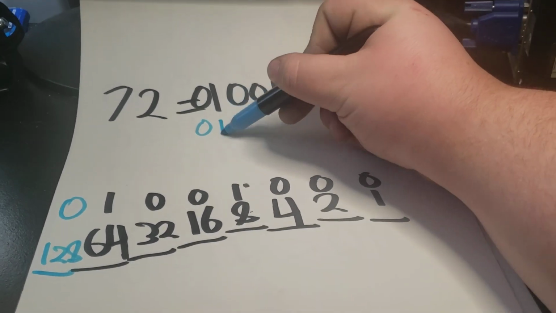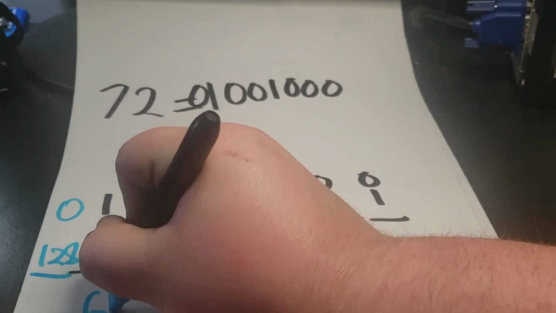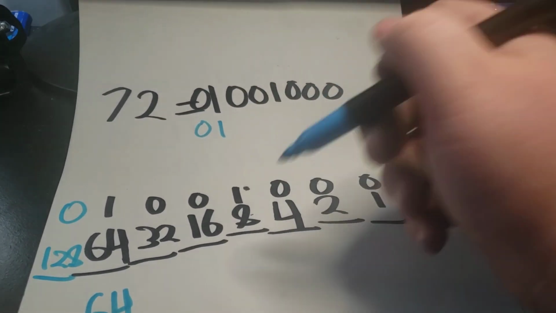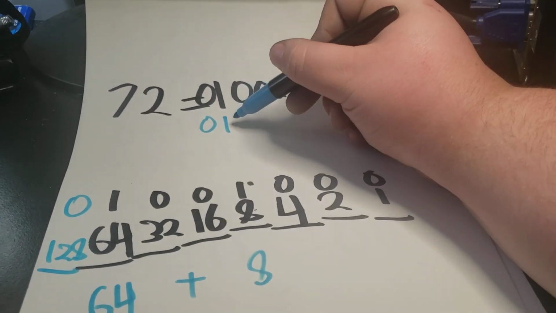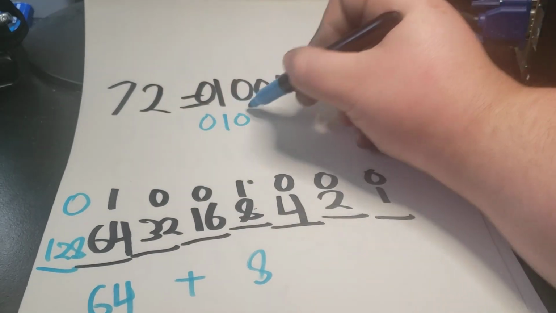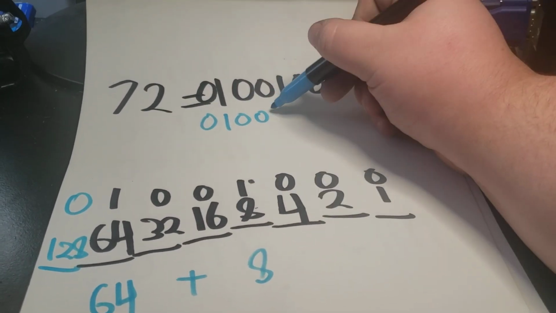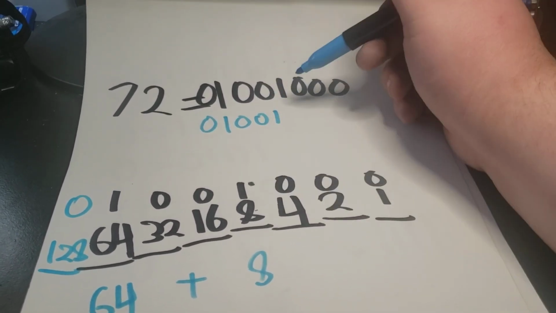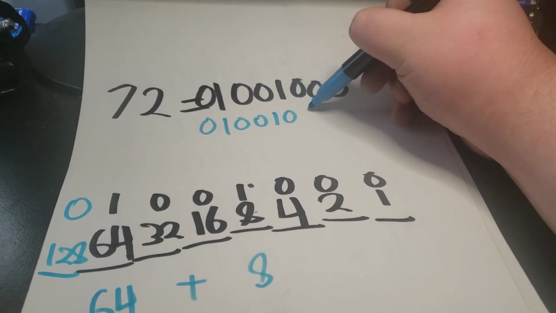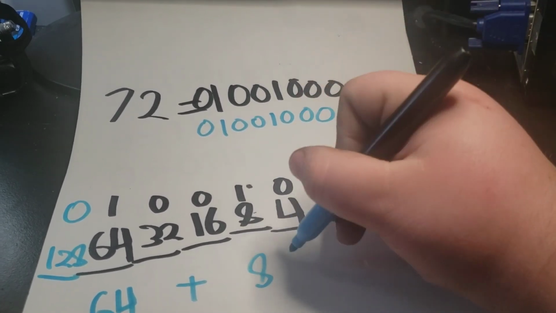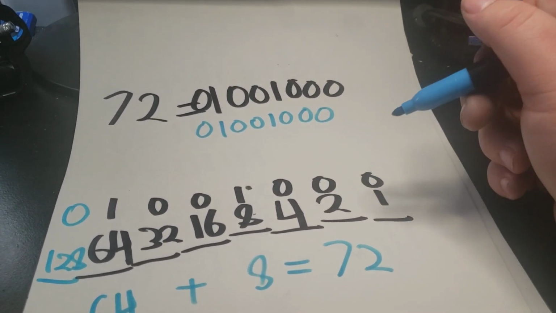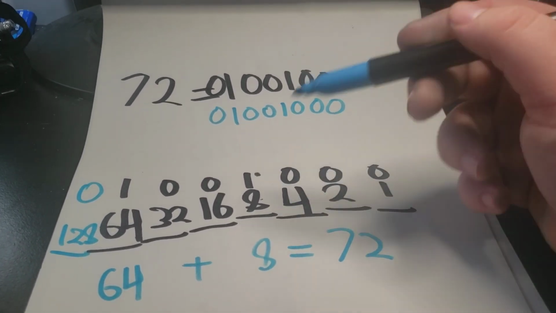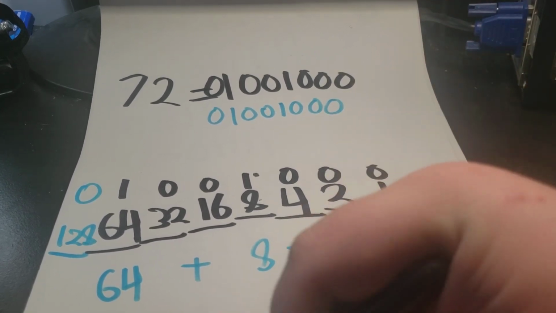Then you put the 1 for 64 because you're adding 64. And then you're adding 8 again. But remember, you have to put those zeros in so that we know. So 0 for 32, 0 for 16, but put a 1 for 8. And then the rest are zeros since we didn't use them. So 64 plus 8 equals 72. So that is how you would write 72 in binary.